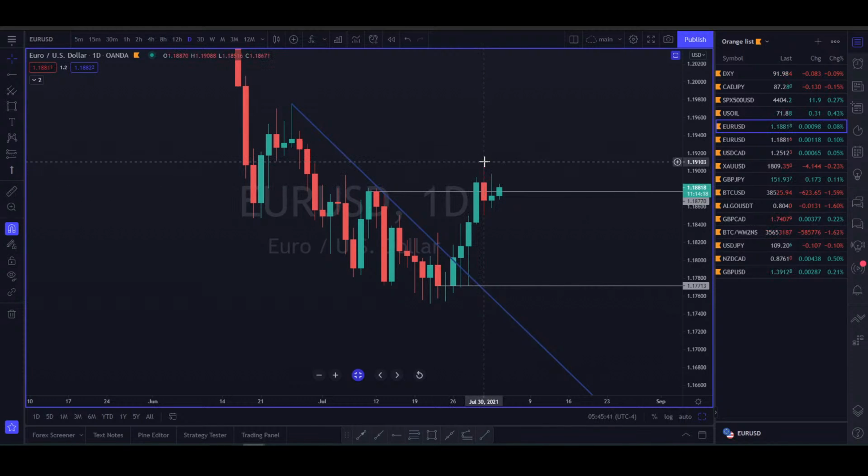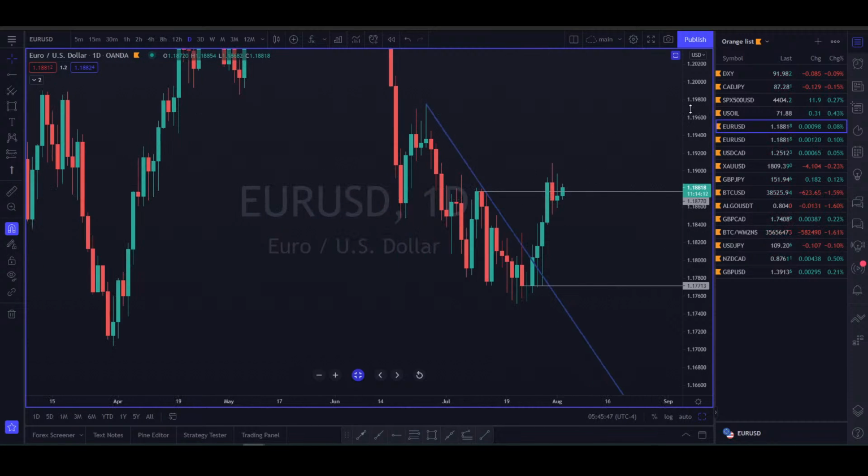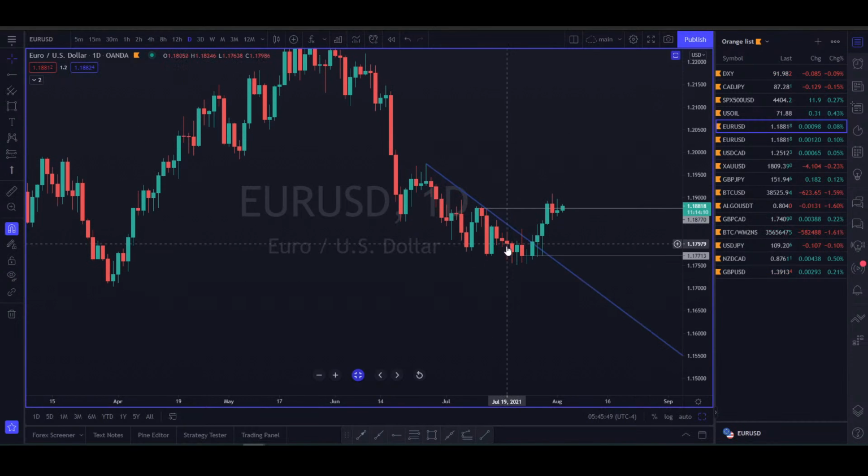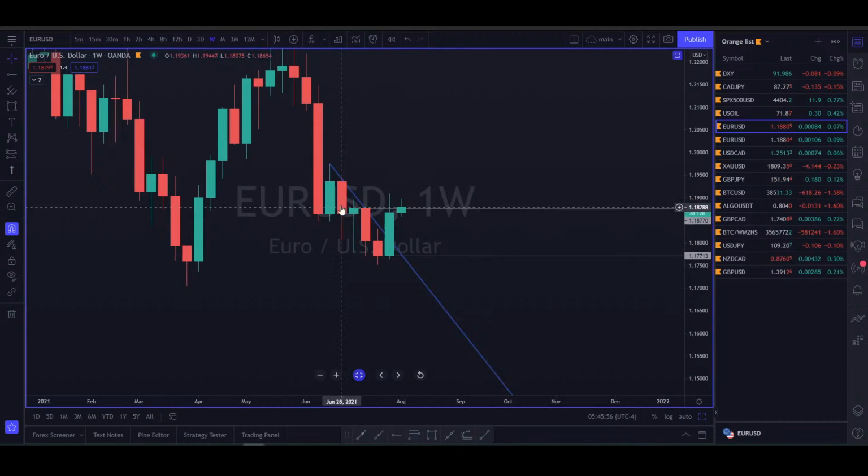If it fails to close above and make a higher high, then you will be looking for short side setups on the EURUSD, as the longer term trend is to the downside. It was only last week that we started to see some bullish price action. If you go into the weekly real fast, you can see that last week we traded into weekly resistance.